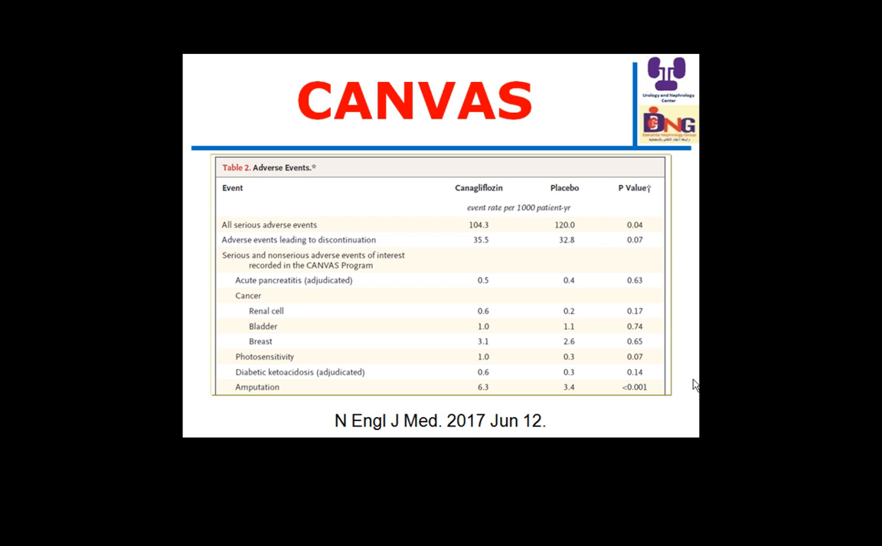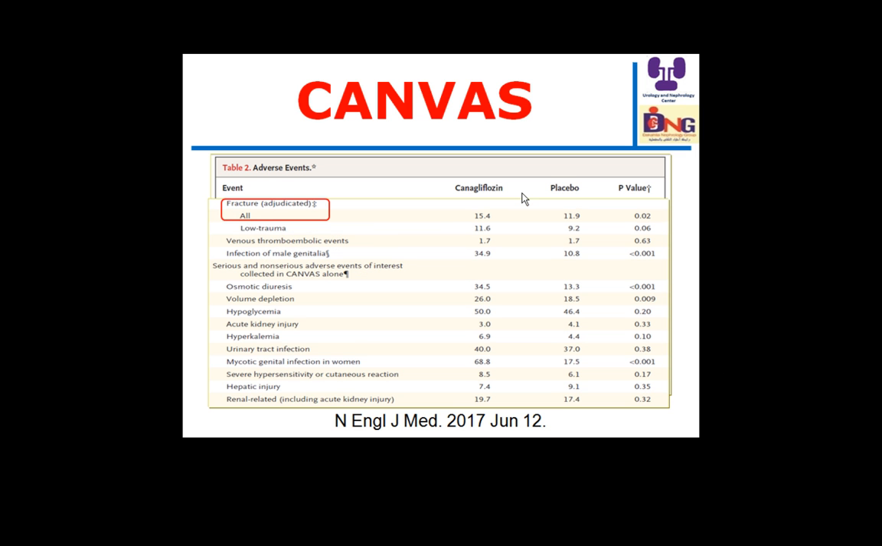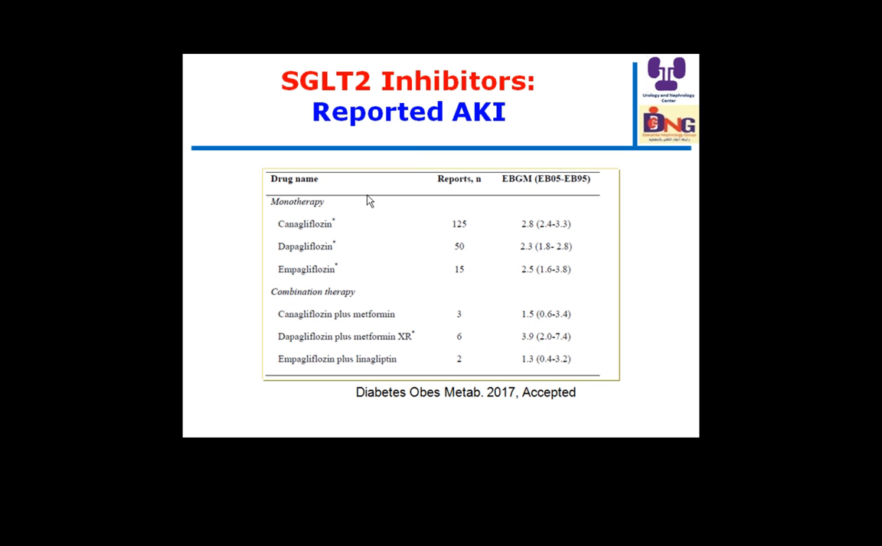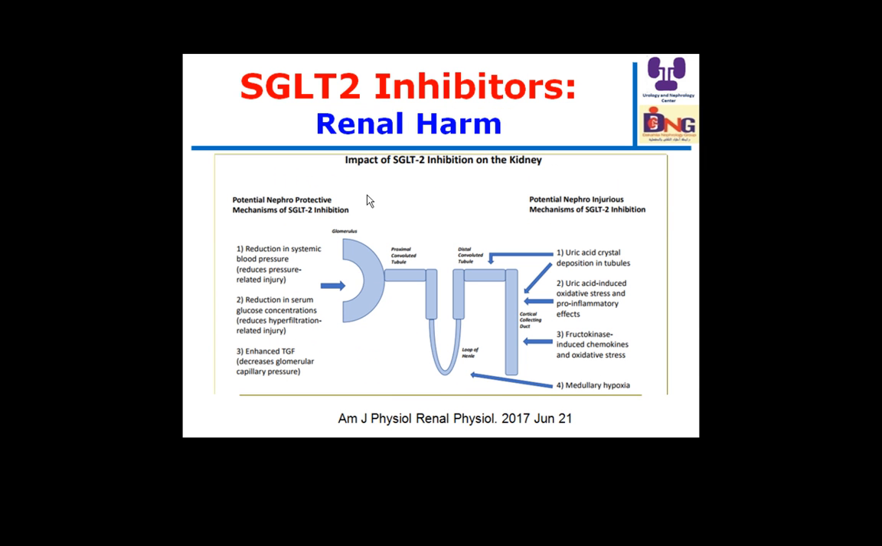Regarding the side effects here, if you look, amputation is significantly higher with canagliflozin, and here fracture is significantly higher with canagliflozin. Infection of male genitalia, osmotic diuresis, volume depletion, mycotic genital infection in women, all these are significantly higher with canagliflozin. Acute kidney injury is reported with sodium glucose cotransporter 2 inhibitors, and this may be due to osmotic shift, so it's better to monitor kidney function properly.